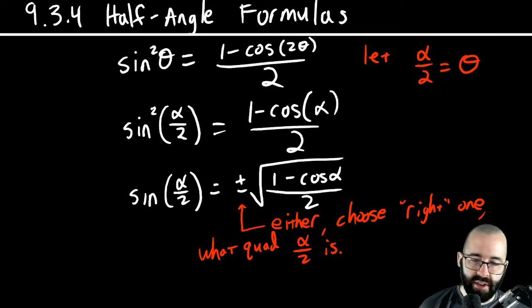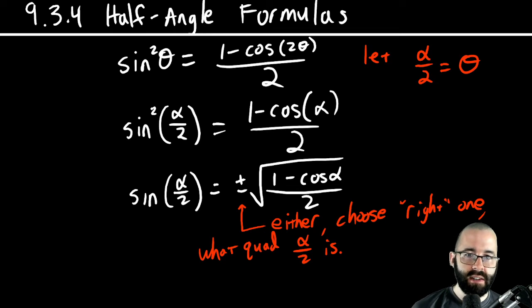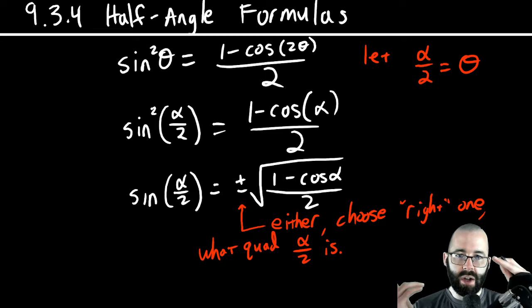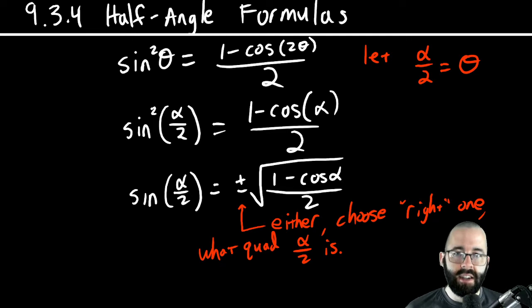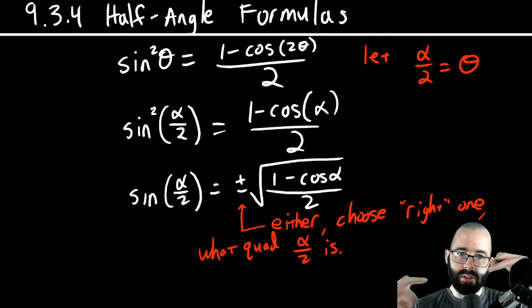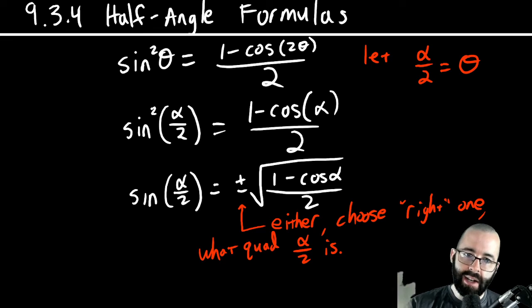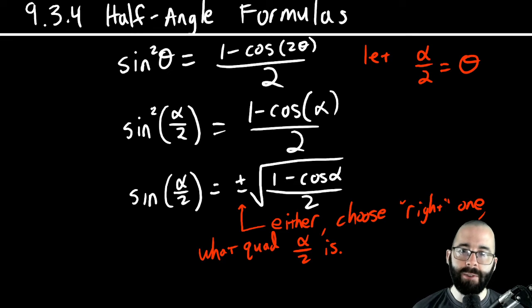All right, so if the sine of alpha over 2 is positive, we choose the positive. So if alpha over 2 is in the first or second quadrant, we choose the positive. If the angle alpha over 2 is in the third or the fourth quadrant, then we'll choose a negative because sine is negative there. Okay, so that's what the plus or minus means. That's what the half angle formulas look like.